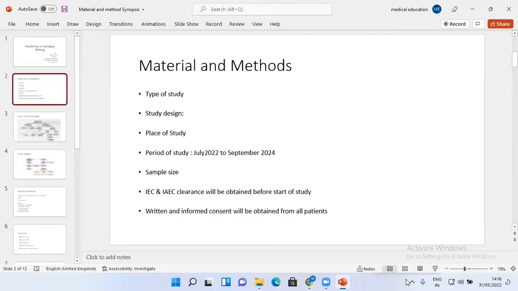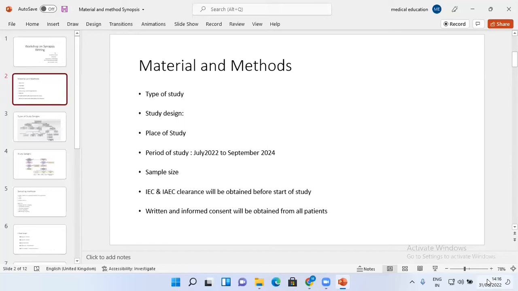The whole idea of this particular workshop is to guide you how to write the synopsis so that you will have fewer comebacks from the scientific as well as the ethics committee. Okay, so what all things you have to include is, first, you have to write which type of study you are going to do.